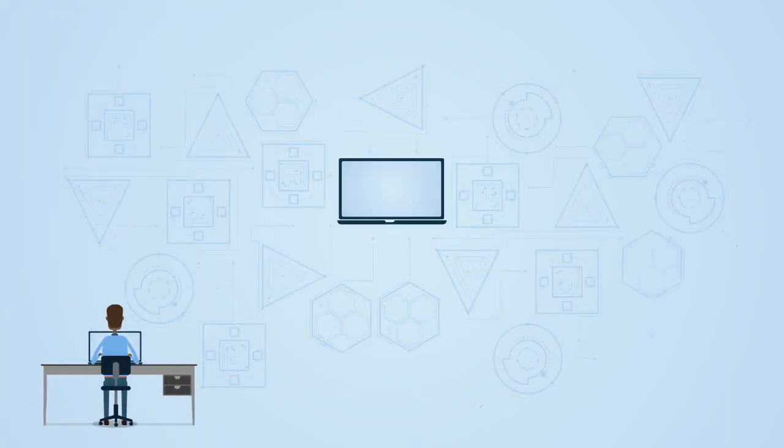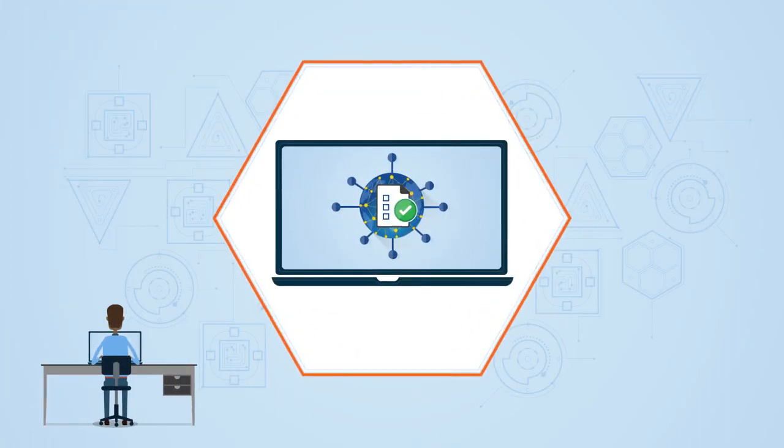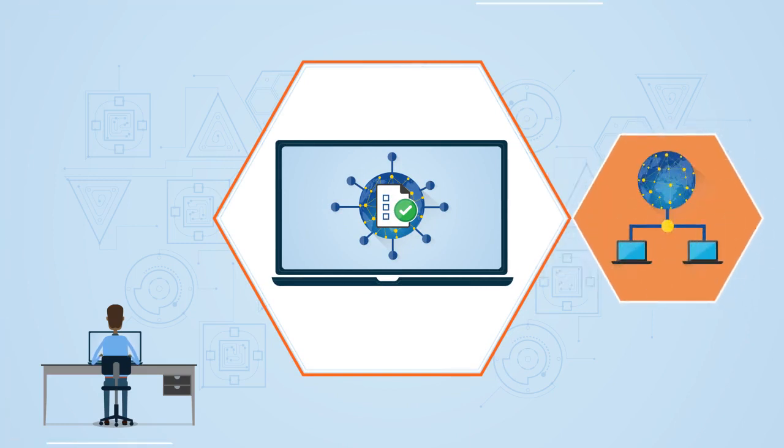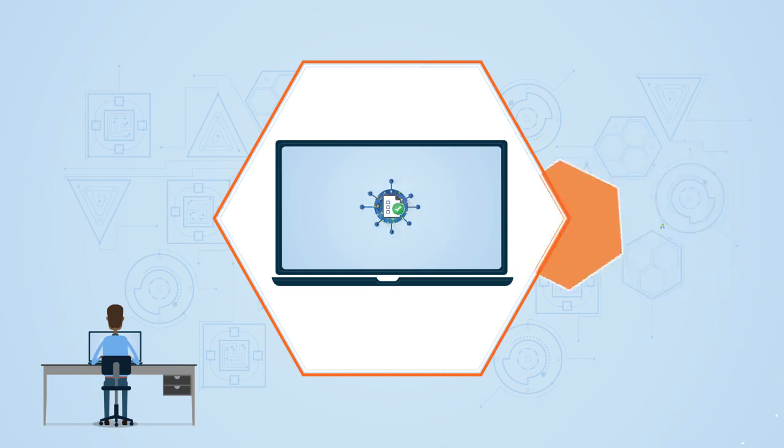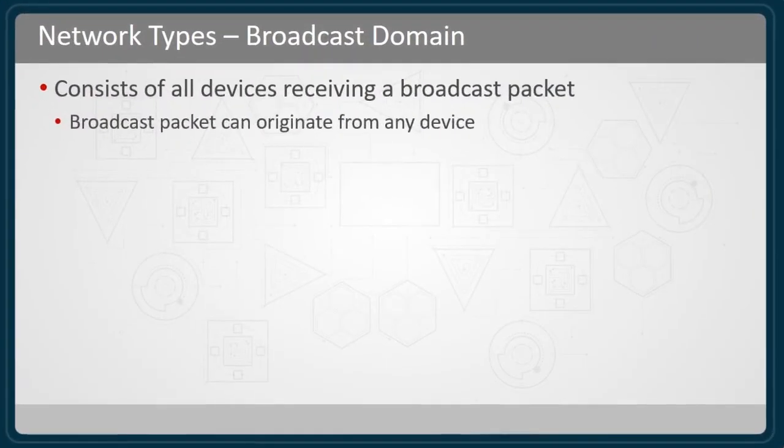Now, in this presentation, we will take a look at some of the characteristics of network communications and the types of networks that arise from those characteristics. The first one is known as a broadcast domain, and this consists of all devices receiving a broadcast packet, and the broadcast packet can originate from any device.